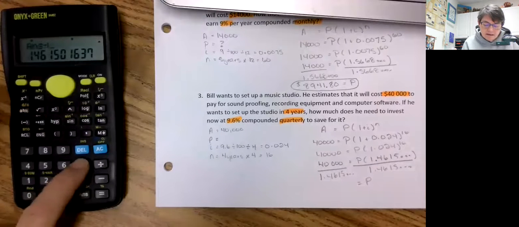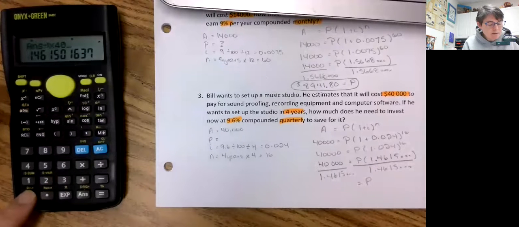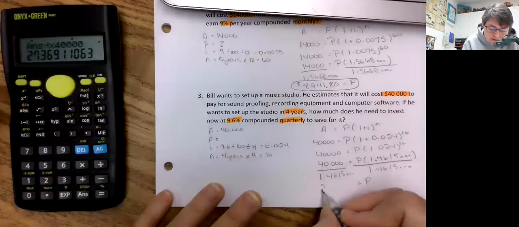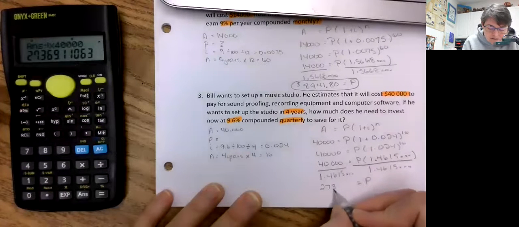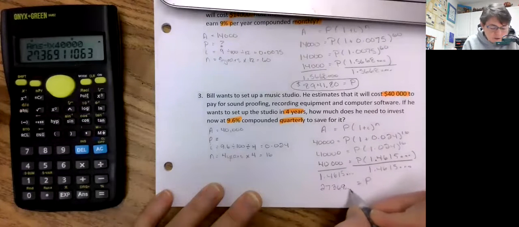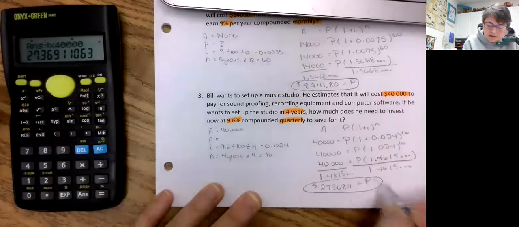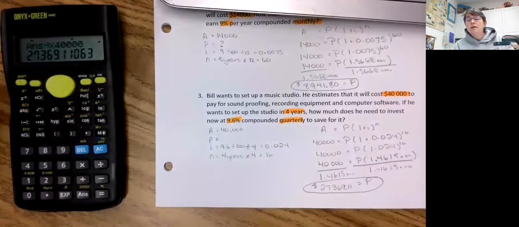Then divide 40,000 by that. All right, 27,369.1. And there's our final answer. All right, you should be getting really good at solving these questions.